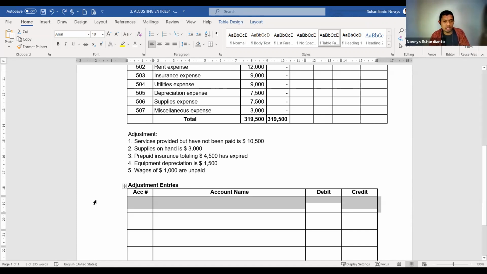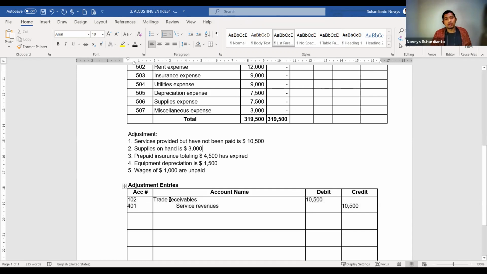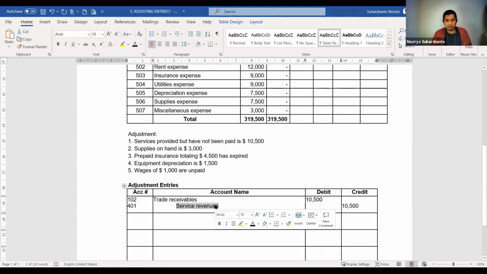So what is the entry? We debit trade receivable and we credit service revenue. Right? Question? No? Okay. So trade receivable increases, service revenue increases.